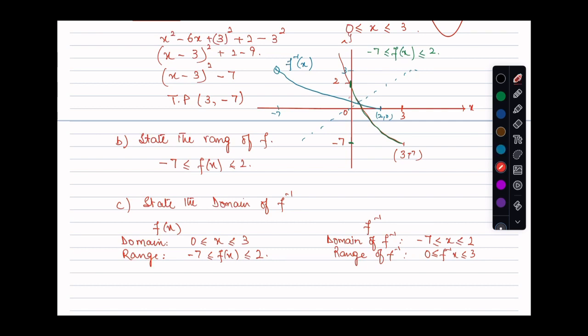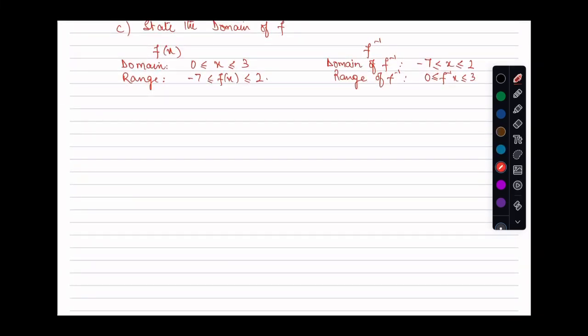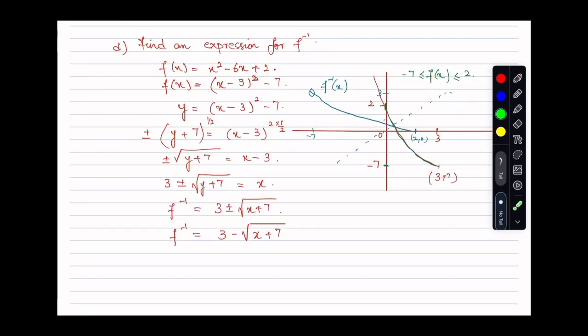Now for part D, find an expression for f inverse. We know that the function is x² - 6x + 2. We have expressed it in the completed square form, which was (x - 3)² - 7, and we will be taking help from this completed square form to get the inverse function. So y = (x - 3)² - 7. I have to make x the subject to get the inverse function.